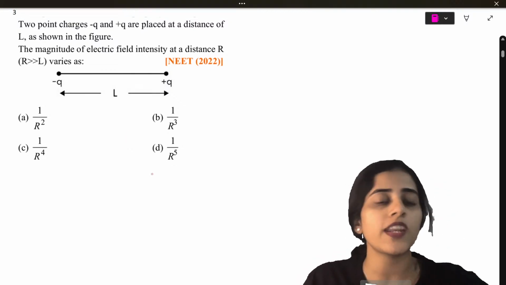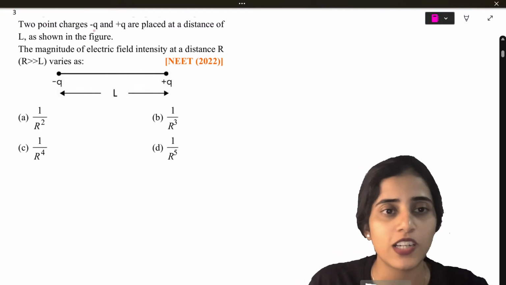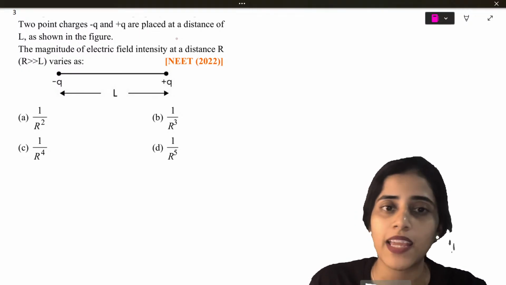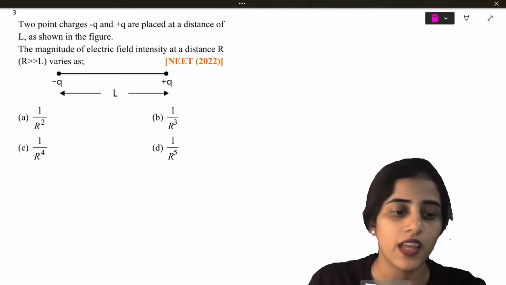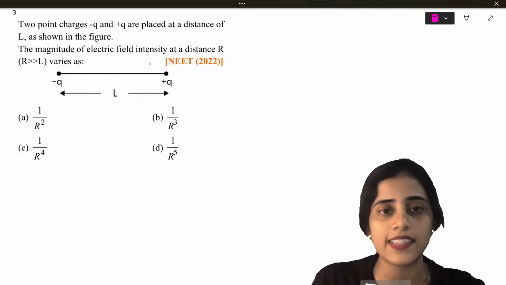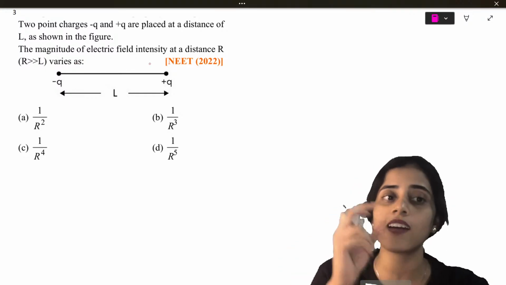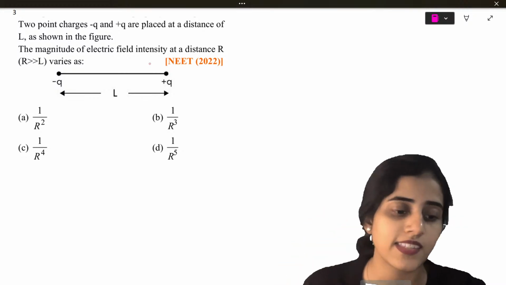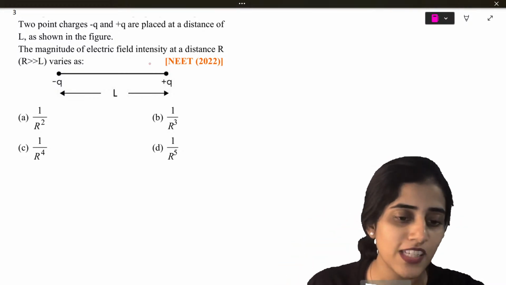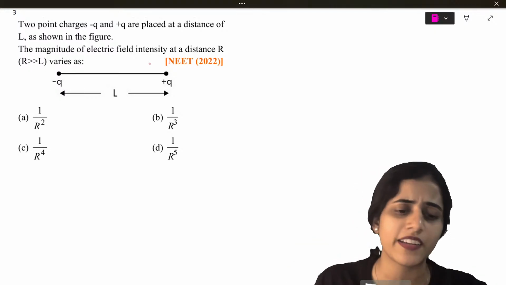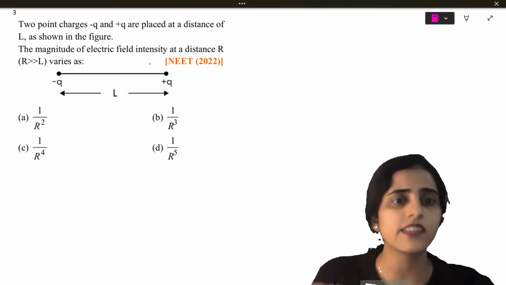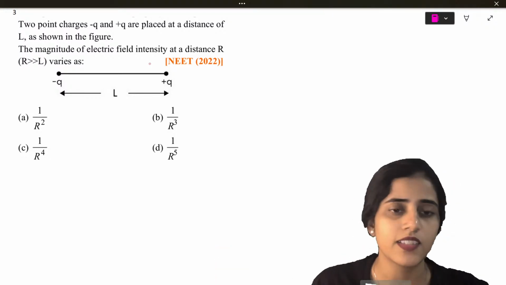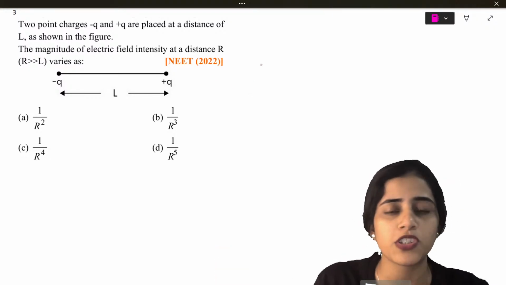Okay. So, next question. Two point charges minus Q and plus Q are placed at a distance of L, as shown in the figure. The magnitude of electric field intensity at a distance R greater than L varies as. Okay. Can I have some answers? This is a very direct question. What is the formula for electric dipole? And this is on the equatorial plane. So, how will it be proportional to?